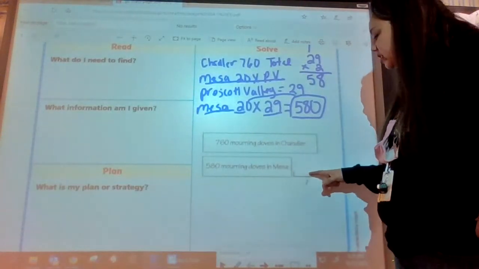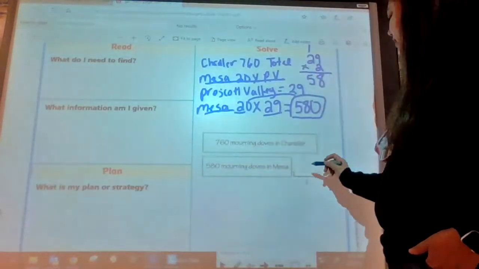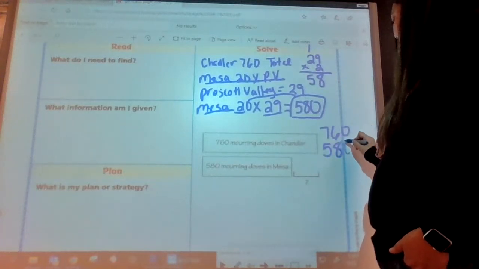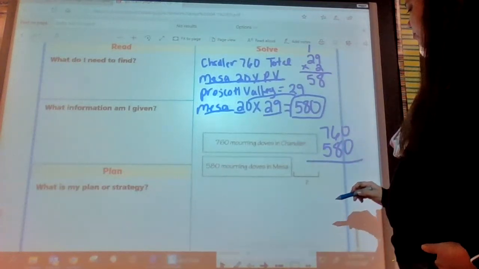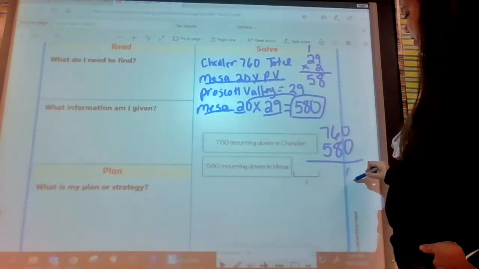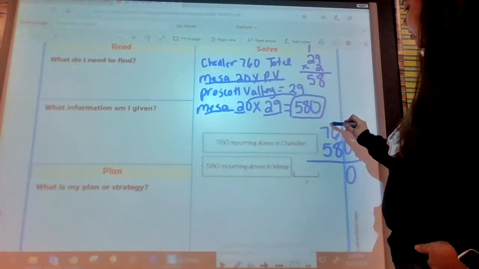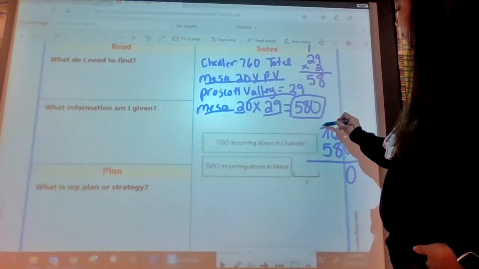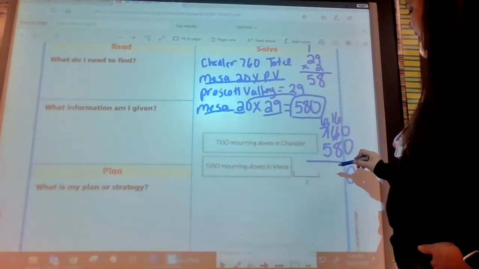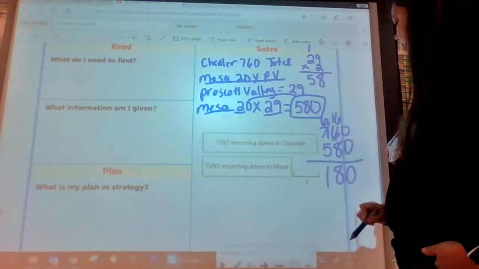So to get this answer right here, we were going to take 760 and subtract 580. And when we subtract, okay, 0 minus 0 is 0. Okay, can we take 8 from 6? No. Go next door, get 10 more. That makes this a 6. That changes that to 16. 16 minus 8 is 8. And 6 minus 5 is 1.